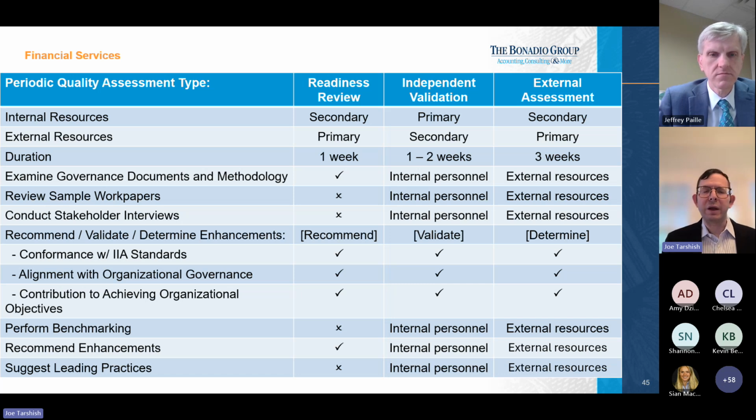In terms of duration, again, it's going to be different for every department, but if one were to generalize, a readiness review you'd probably execute in about a week. If an independent validation, again, depending on the size of the department, it's usually 1 to 2 weeks for the external assessor to do the validation. And then for an external assessment, you would probably have that assessor be involved over the course of 3 weeks.